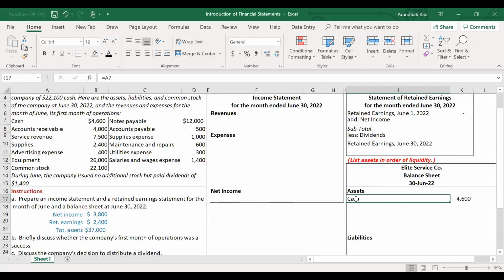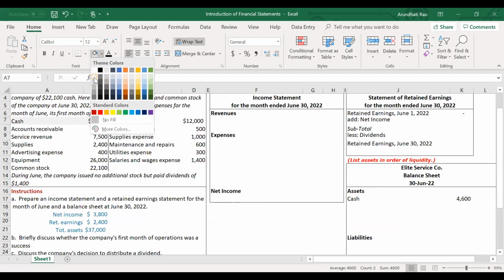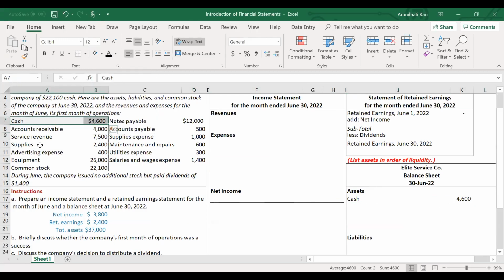So nearness to cash, really, what's the importance over there? Because people want to be paid, and the payment is always in cash. So how quickly, how easily can I convert an asset into cash? That's liquidity. So cash is listed here. As soon as I list cash over here, I'm going to highlight it to indicate that I've taken care of that number, so I don't put that down a second time.